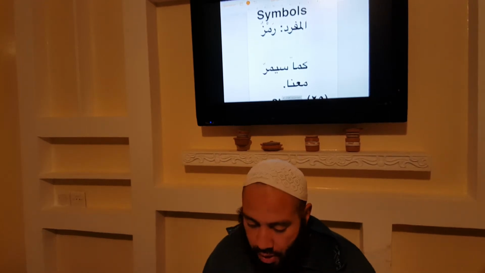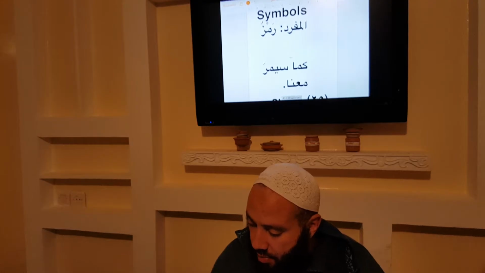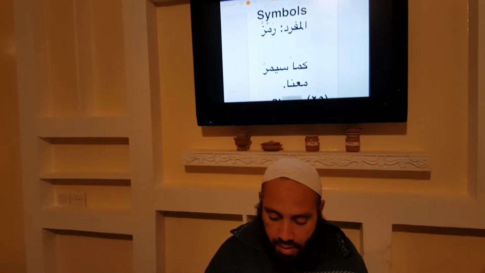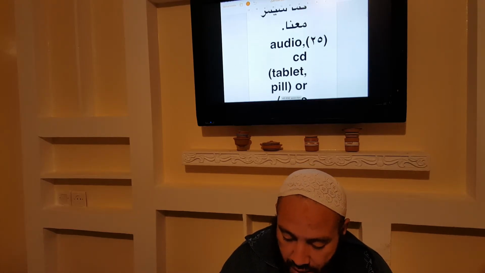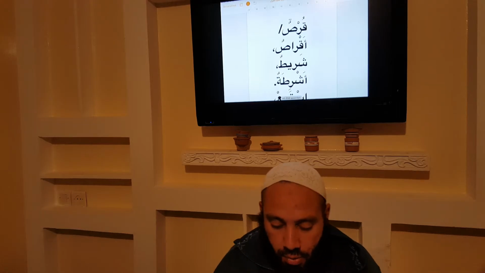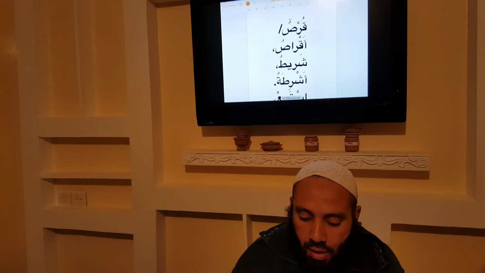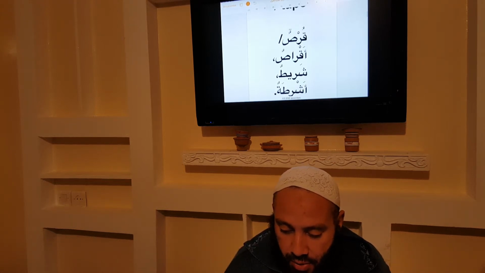So we have the audio, we have the air, it means there is audio. It says, now when we talk about audio, we have 2 types. We have a CD, and a CD is called in Arabic Qorson. Say Qorson. Qorson is a CD, and its plural form is Aqrasun.